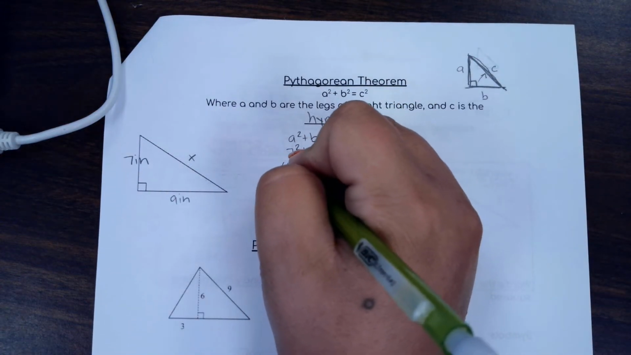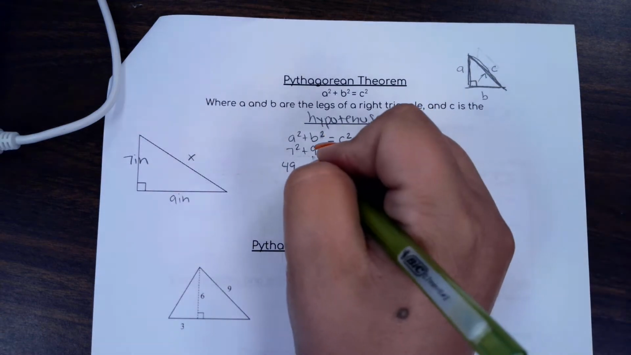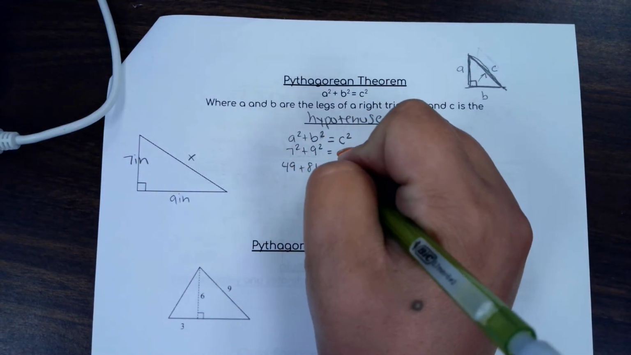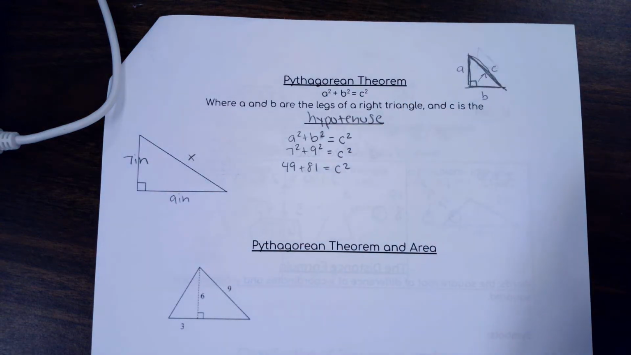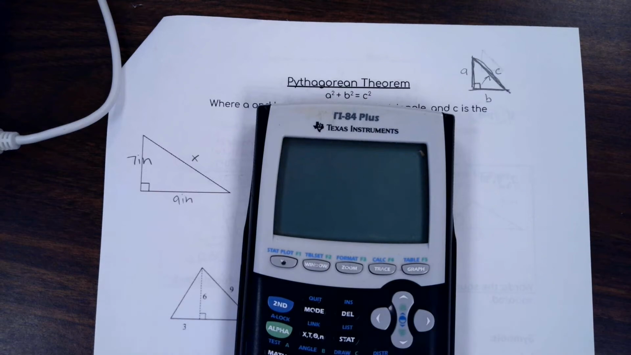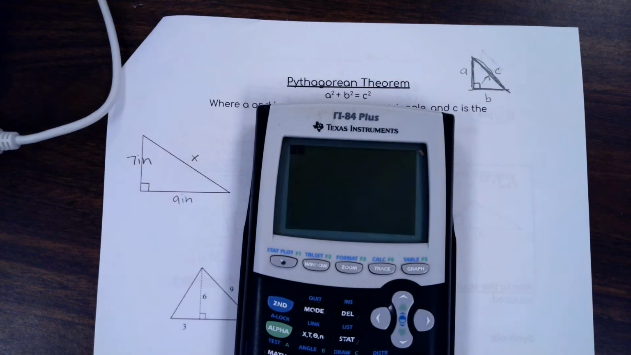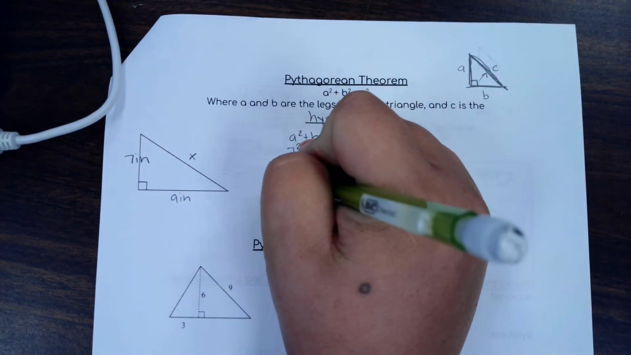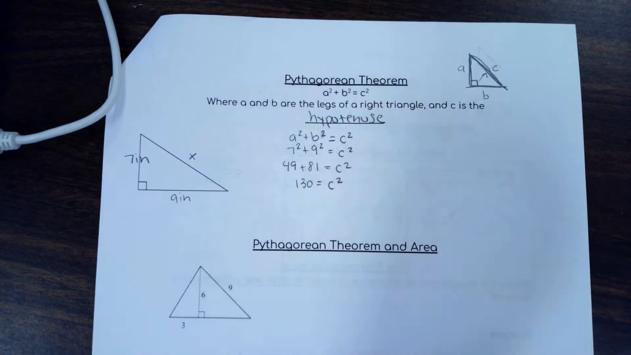7 squared gives you 49. 9 squared gives you 81 equals C squared. Next, we've just got to add 49 and 81. 49 plus 81 will give you 130. So 130 equals C squared.